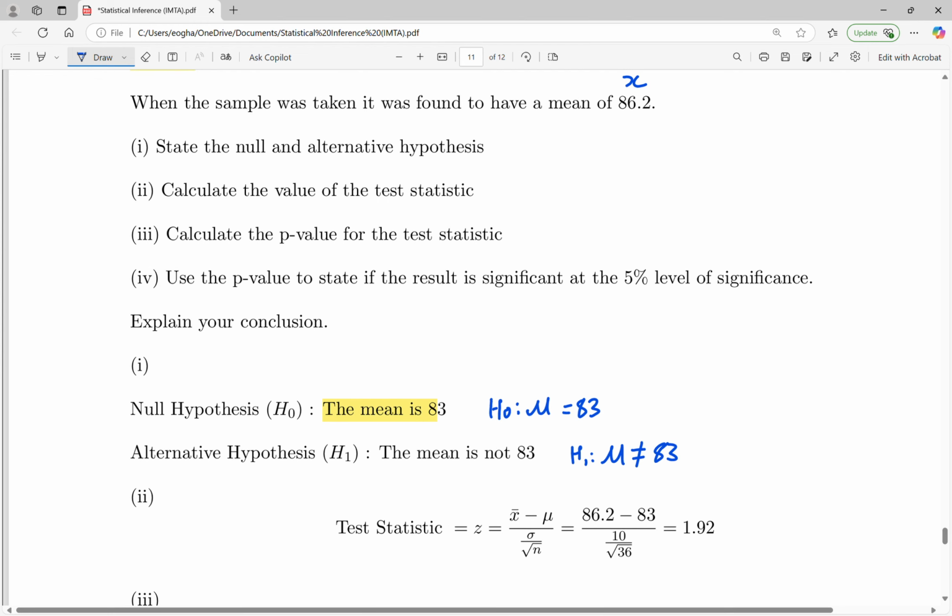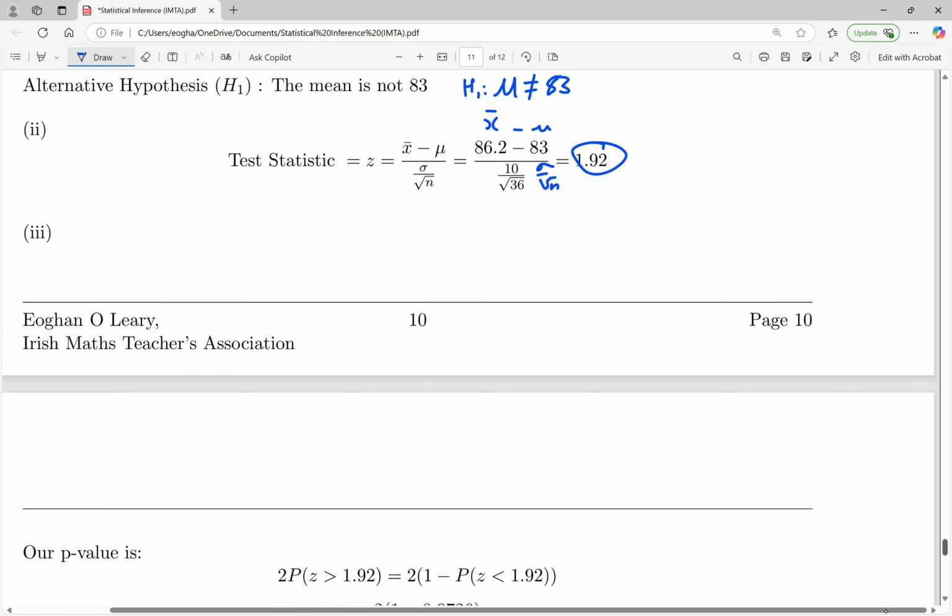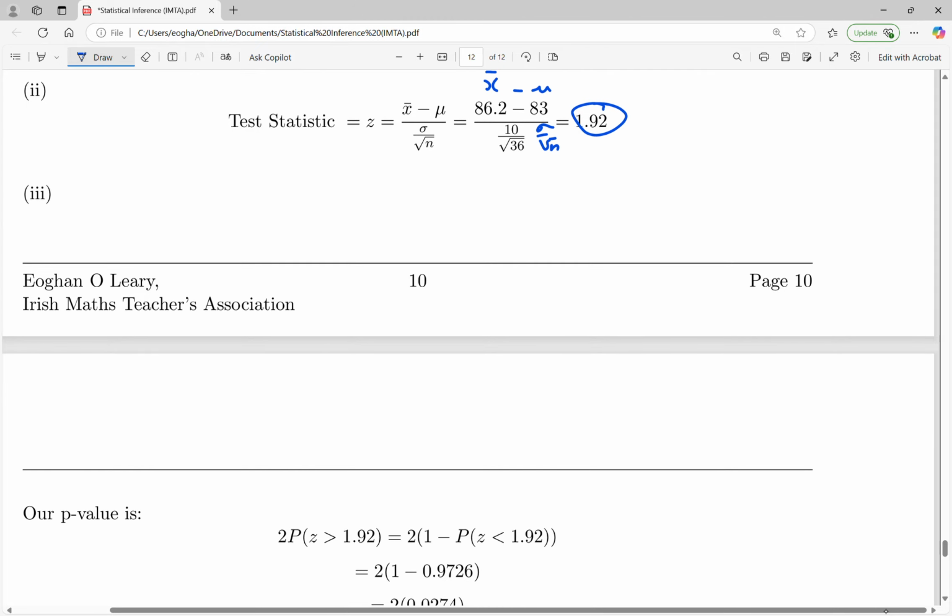The test statistic, z is equal to x bar minus mu all over sigma over root n. So x bar is 86.2. That is my sample mean. Minus mu, which is 83, my historical mean, all over sigma over root n. My standard deviation divided by the square root of the sample size is equal to 1.92. Now here's the thing. You can make your conclusion. If you're inside in the exam and you forgot how to do p-values, you could make your conclusion to your hypothesis test just from that, because that number is less than 1.96, so therefore it's not significant.